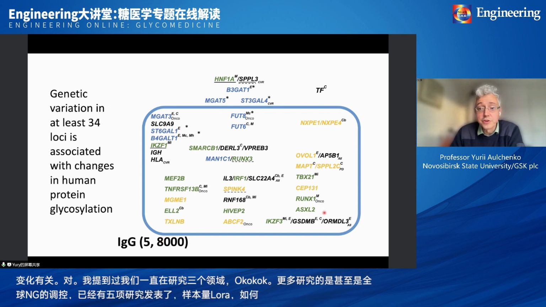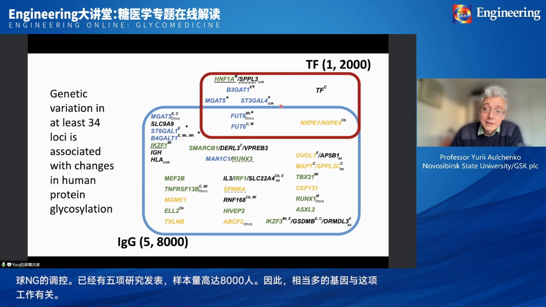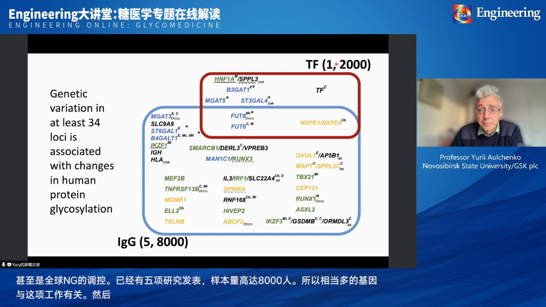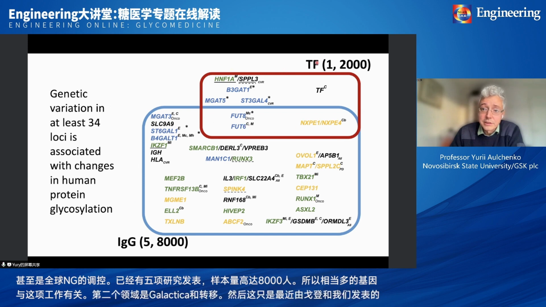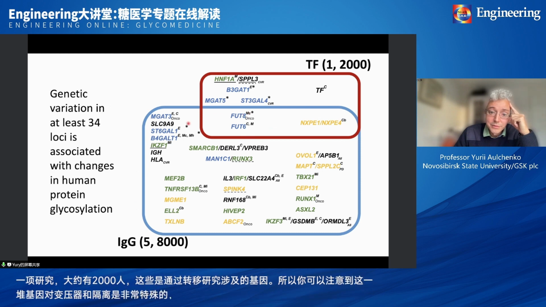So quite a few genes were implicated from this work. The second domain is N-glycosylation of transferrin, and this is only one study, published quite recently by Gordon and us, with about 2,000 people. These are the genes implicated through transferrin studies. You can notice that this bunch of genes is very specific for transferrin and glycosylation, while these three do overlap between IgG glycosylation and transferrin glycosylation.